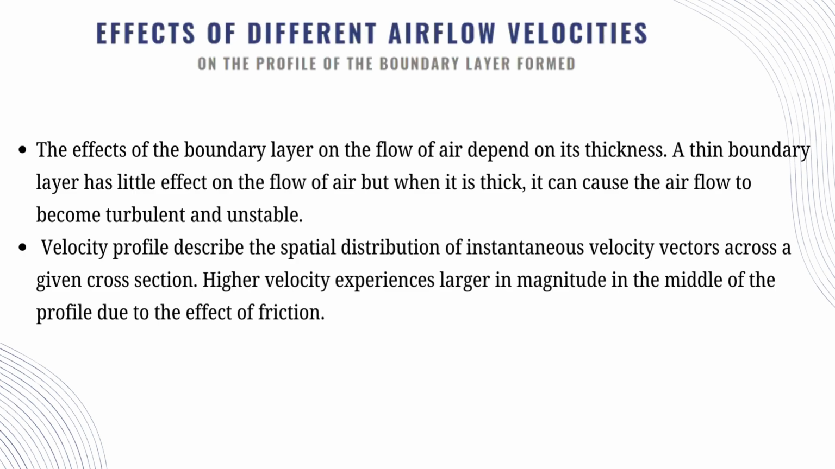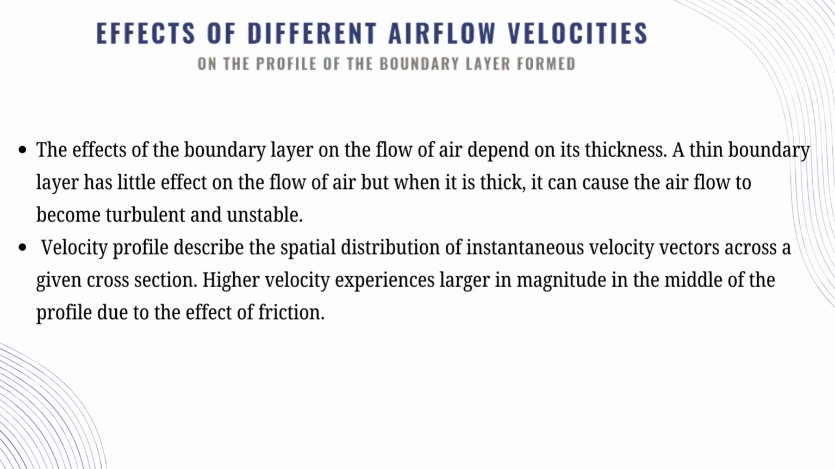Next, the velocity. The velocity profile describes the spatial distribution of instantaneous velocity vectors across a given cross-section. Higher velocity is larger in magnitude in the middle of the profile due to the effect of friction. The level of friction is quantified by a parameter called the roughness length. Streamlines connect velocity vectors and are tangential to the instantaneous direction of multiple velocity vectors. They can be curved and do not always follow the shape of the container. Additionally, they only exist in steady flows, that is, flows whose velocity vectors do not change over time.